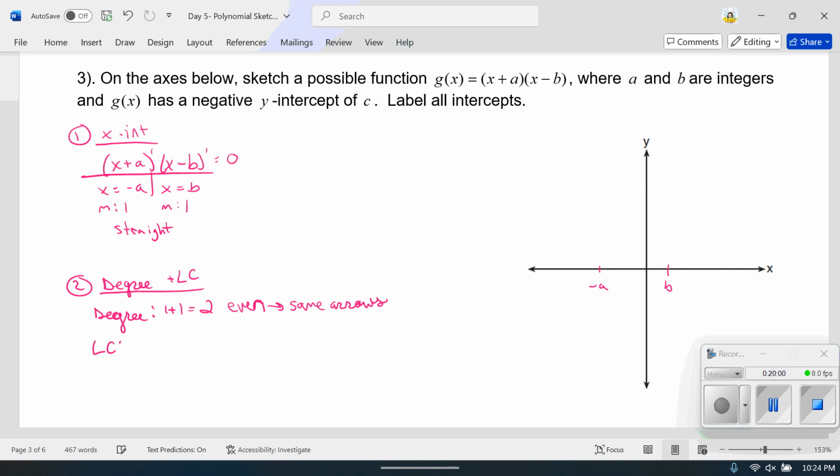Now, your leading coefficient, what's in front? I see a 1 in front. Actually, I see a 1, a 1, and a 1. So if I were to multiply all those together, my leading term is 1x squared. So my leading coefficient is positive 1. I don't care about the actual number though, just the fact that it's positive. Because the leading coefficient is positive, the right arrow goes up. And because they're even and they go the same way, that means the left arrow also goes up.